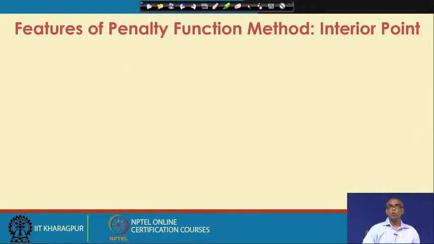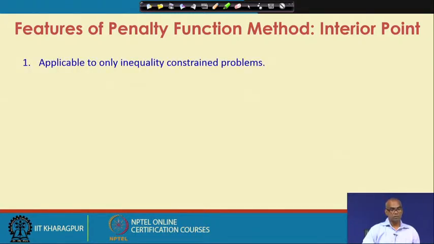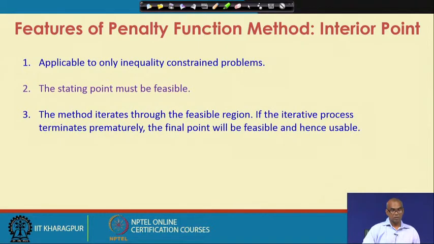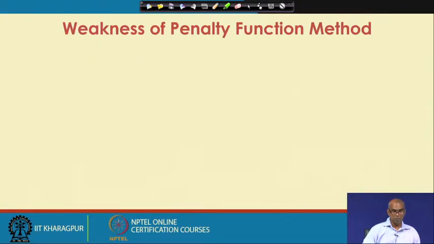Now, let us look at some of the features that we have encountered while talking about the interior point method. The interior point method is only applicable to inequality constrained problems. The starting point must be feasible. The interior point method iterates through the feasible region. If the iterative process terminates prematurely, the final point will be feasible and hence may be usable.